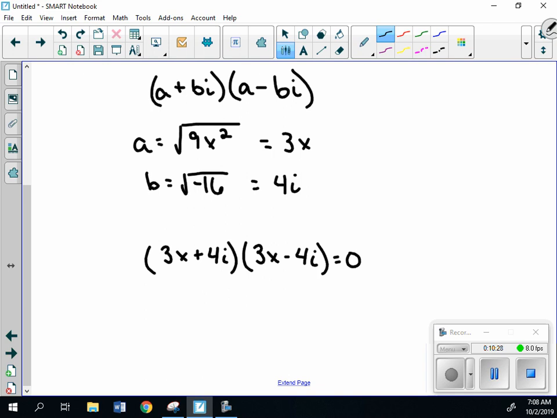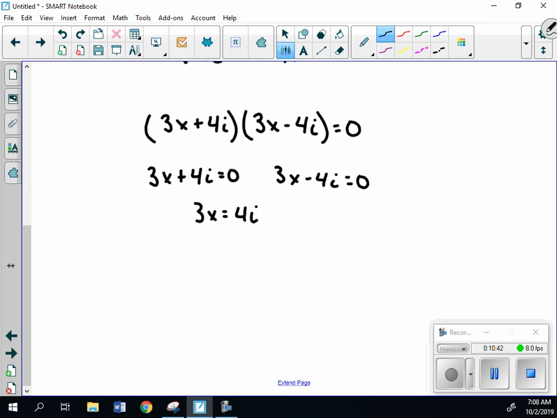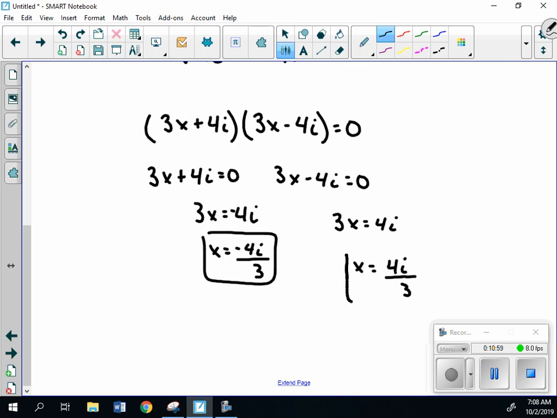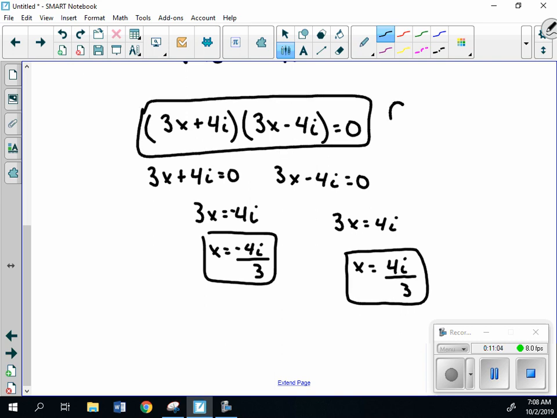So I could go through and solve this and set each factor to 0. Move our information over. So one of my x's is negative 4i over 3. And this x over here is going to be a positive 4i over 3. So depending on what you're wanting, if you're just wanting the factors or if you're wanting the actual solutions.